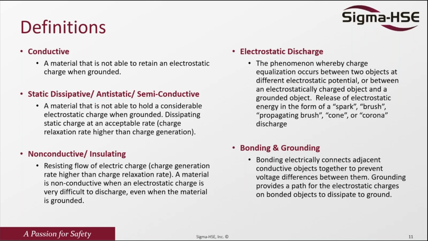So it's actually good to understand them. The first one is conductive material. What is a conductive material? A typical example is metal. Conductive material is the type of material which is not able to actually retain charge when grounded. So the term here is not able to retain charge when grounded.